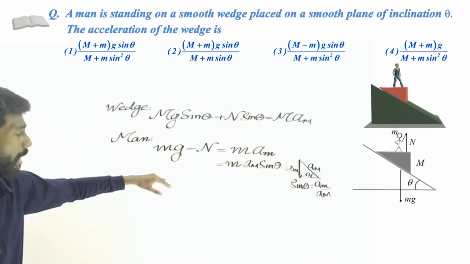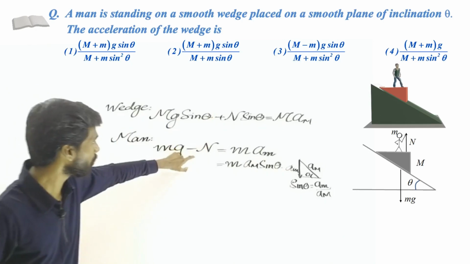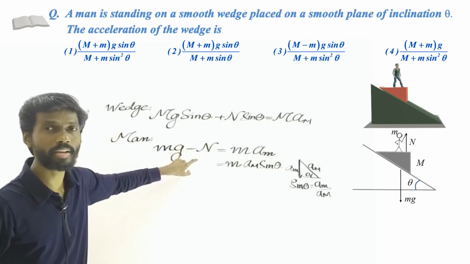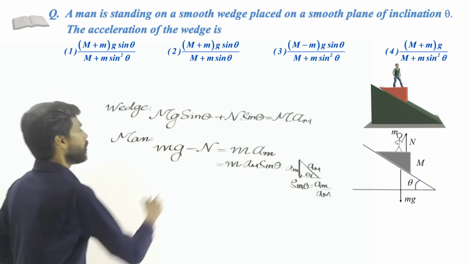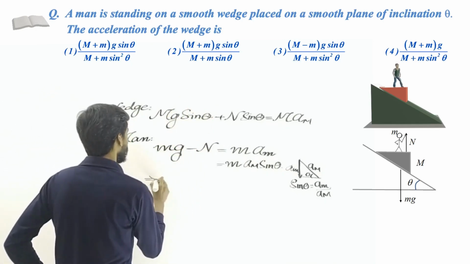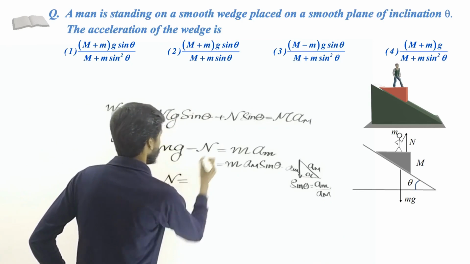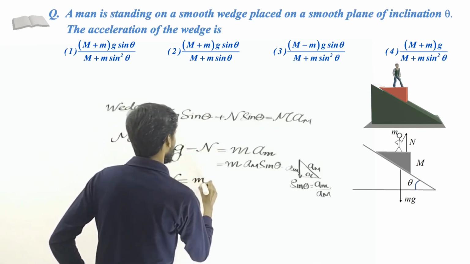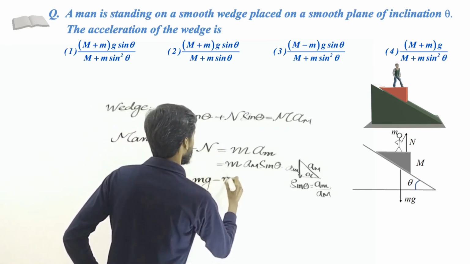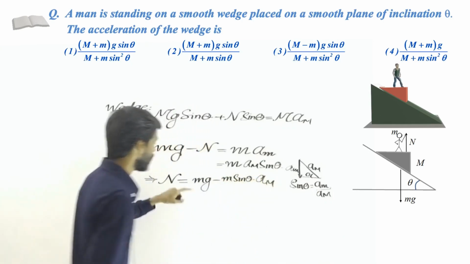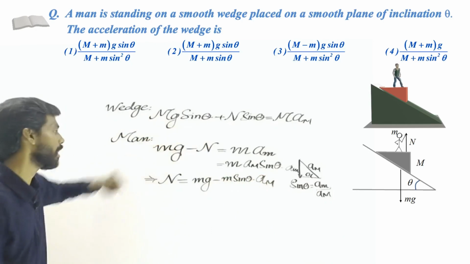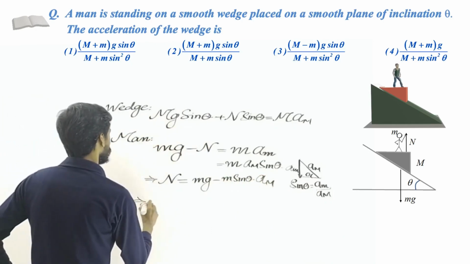We can solve them to get the value of a_M. This N is not required. So let us find this value of N and then substitute there, so we'll get the required answer. What is the value of N from this? So N equals mg minus m sine theta multiplied by a_M. This can be substituted in the first equation, so that gives you our required value.